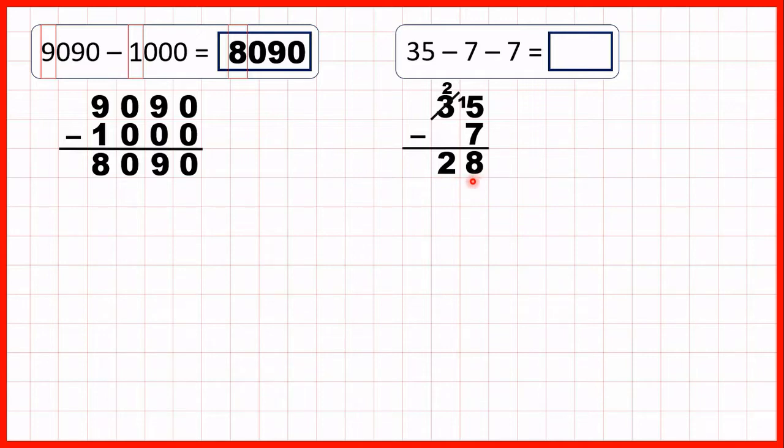So we have 28, but that's the answer to 35 minus 7, and we have another minus 7, so we need to subtract 7 from 28. 8 minus 7 is 1, 2 minus nothing is 2, so our answer is 21.